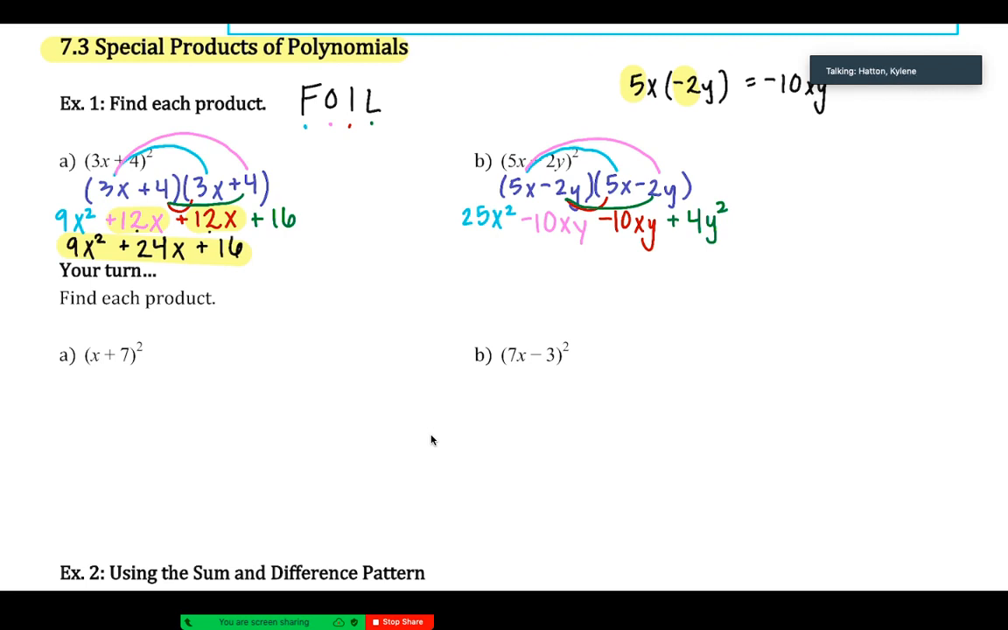And then from there, we just want to check for like terms. So I have a negative 10xy and another negative 10xy that both have x to the first power and y to the first power. So that makes those like terms. So we can combine those and just bring down every other term. So 25x squared. When I combine the negative 10xy and negative 10xy, remember I'm just combining their coefficients. So negative 10 and negative 10 together is negative 20. And then the xy stays the same. And then I have to bring down my plus 4y squared. So 25x squared minus 20xy plus 4y squared.